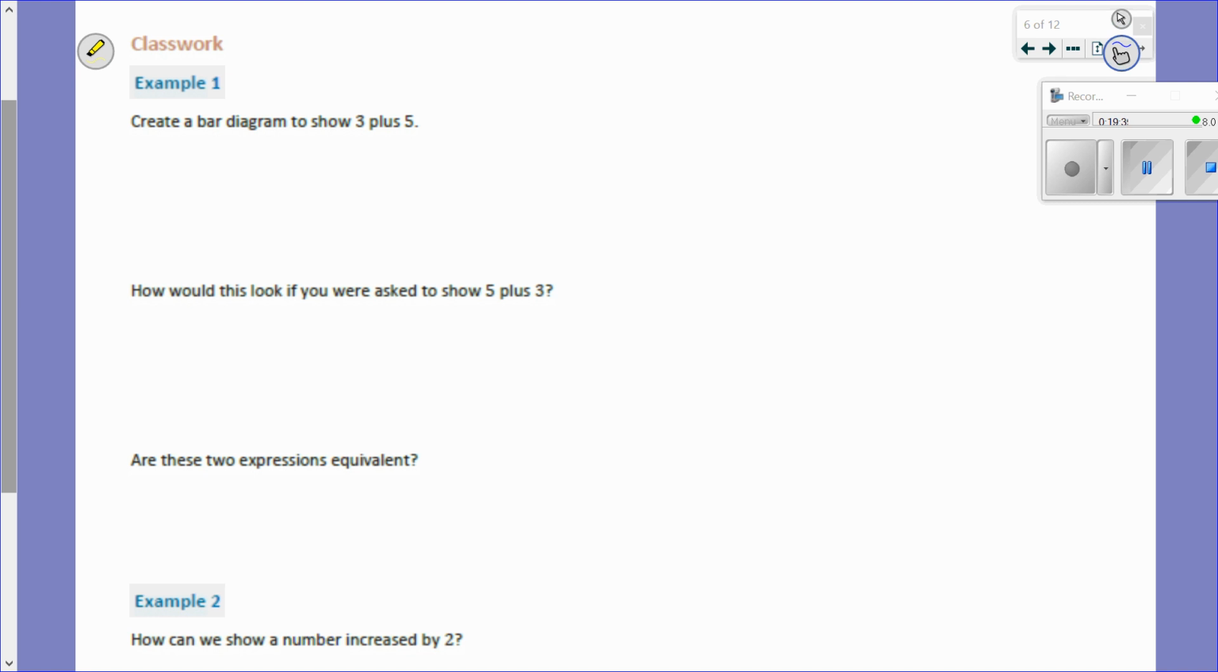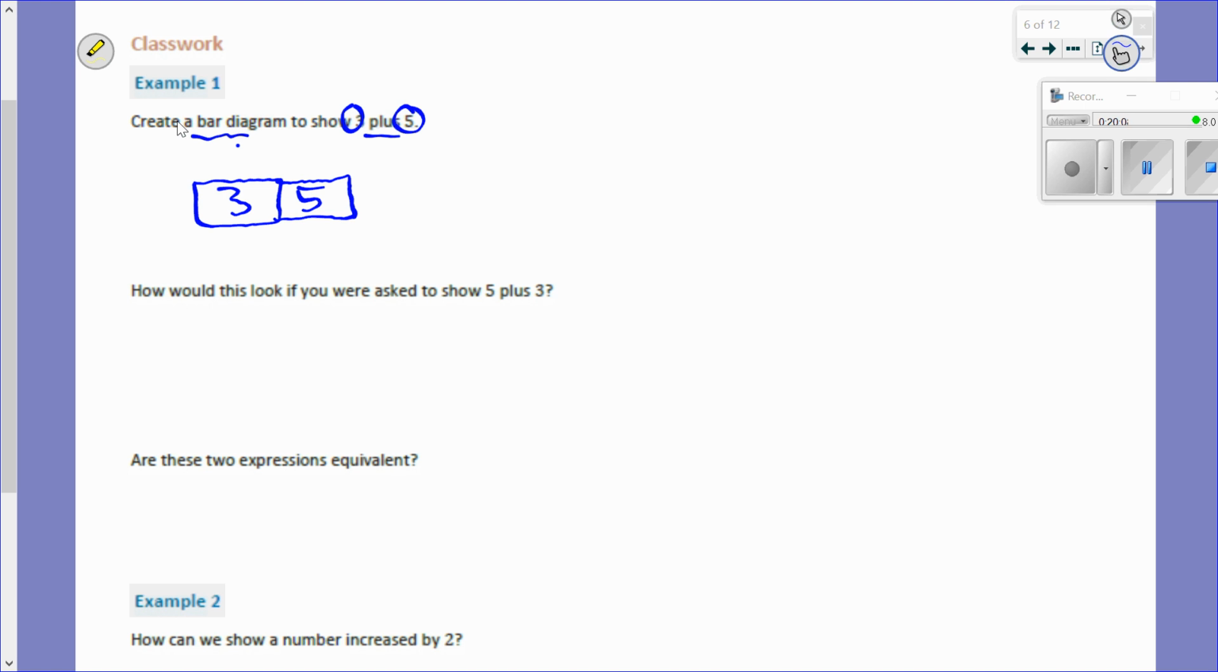So our first one, we're going to do a bar diagram, which is what those models we've been showing you are, that shows 3 plus 5. So using our model, what would go in our first box? 3. What would go in our second box? 5. So we're getting away a little bit from doing all the individual boxes, guys, because we're going to be using a lot bigger numbers, and we're going to be using a lot more variables. So we need to make sure that we can do this.